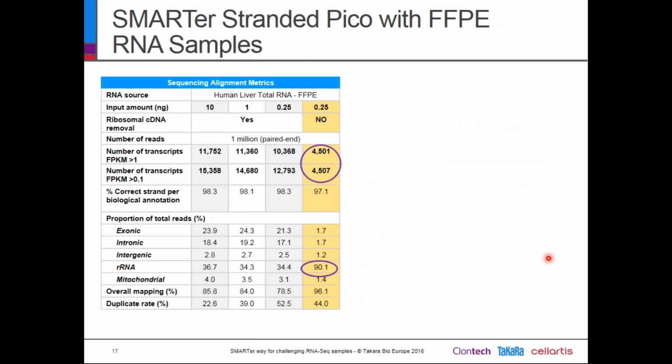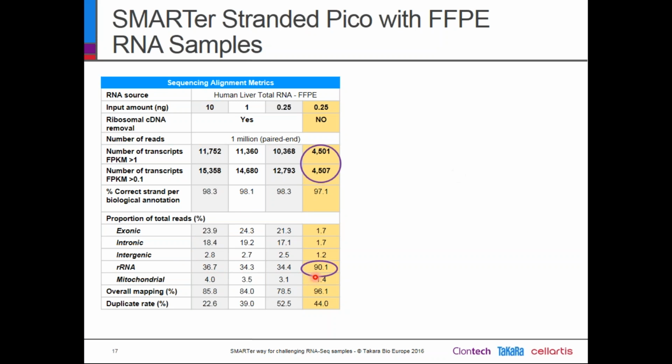In this case it was an FFPE sample from human liver, and in this sample we used the method with 3 different input amounts, and you can see that we are always keeping at least 35% of ribosomal RNA. So this is a particular sample which is very hard to deplete.